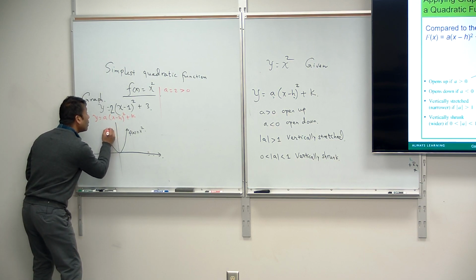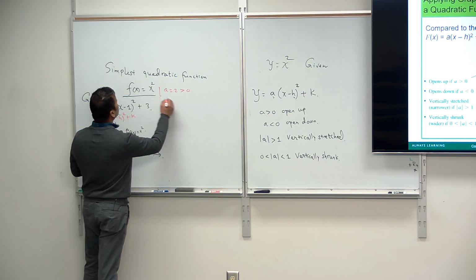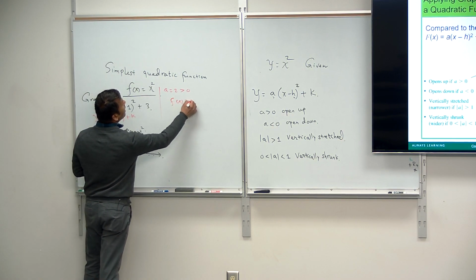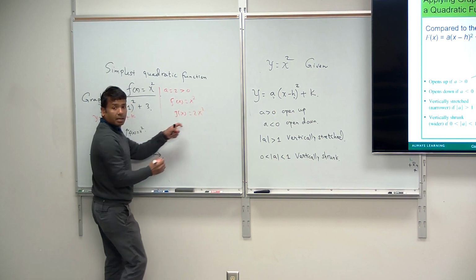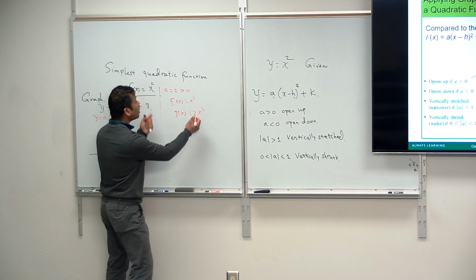Your parabola will be, because you know a equal to 2. So f(x) equal to x squared, if you want to draw the graph of, let's say, g(x) equal to 2x squared, what does it look like?